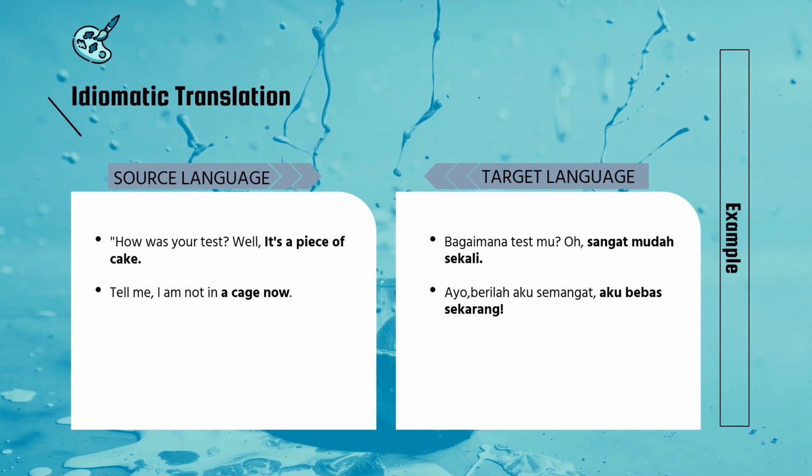Piece of cake is an idiom in English to express something very easy. We cannot translate it with an idiom expression because there is no such expression in Bahasa. And the second example, tell me I'm not in a cage now. Target language, ayo berilah aku semangat, aku bebas sekarang. In a cage now is an idiom in English to express something very free. We cannot translate it with an idiom expression because there is no such expression in Bahasa.